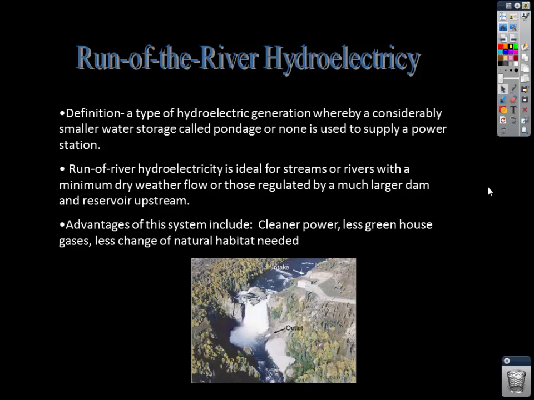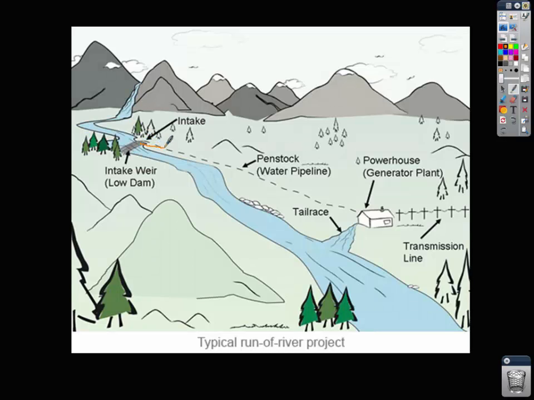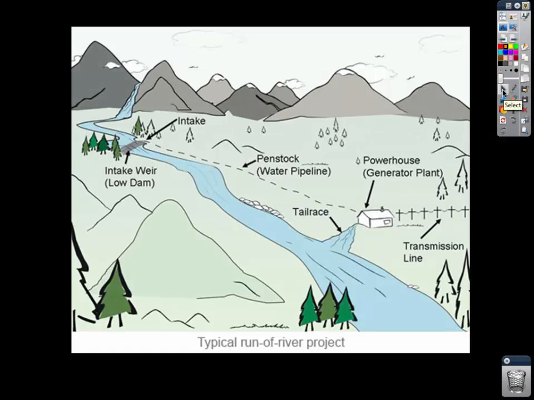The advantage of a run-of-the-river hydroelectric plant is that there's less of a change to the natural habitat. There's a bunch of advantages and disadvantages to these smaller systems, but here's what one might look like. You have a river where you take water upstream somewhere and divert it down a man-made penstock or a pipeline, and then turn a turbine in a small generator plant or a powerhouse, and then return the water back to the stream or river. Very much less impact to the environment and habitat, but it generates much less energy in a run-of-the-river project.